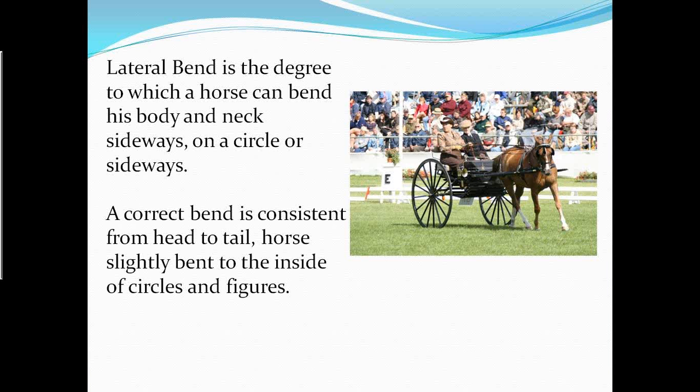Lateral bend is the degree to which the horse can bend his body and neck sideways on a circle. And the correct bend is consistent from head to tail. The horse is slightly bent to the inside of circles and figures. Very often we see horses with too much neck bend. When the neck is bent too much, it locks the rest of their body up, so they cannot be soft and supple. When you bend your horse, it's a subtle amount of bend and flexion. You just want to see slightly more of the side of his face, not losing track of the whole outside of the horse. When I'm bending, I want to see a little bit of that outside blinker.